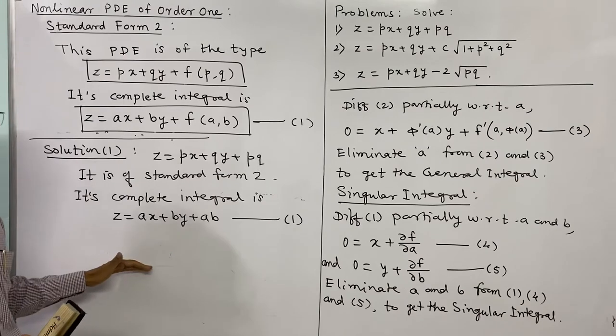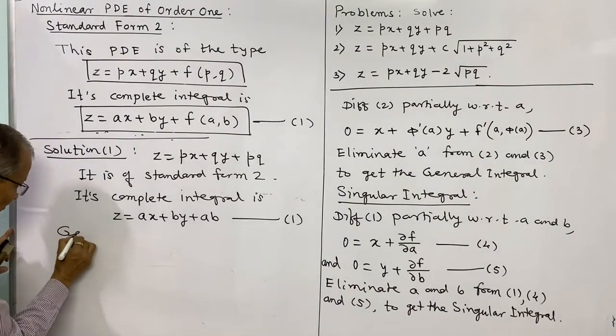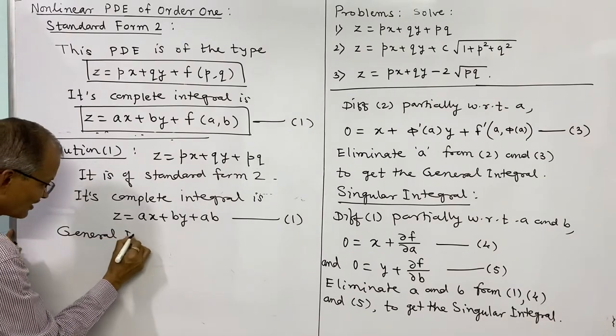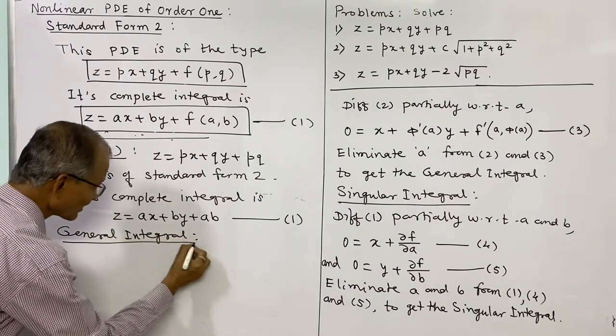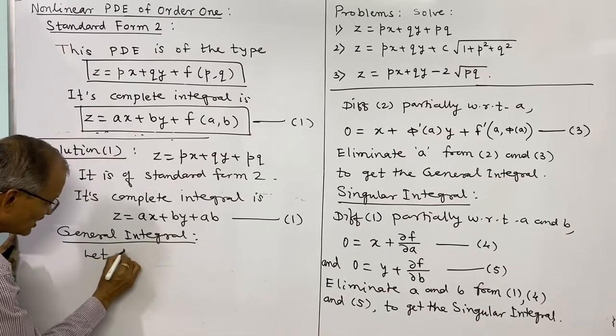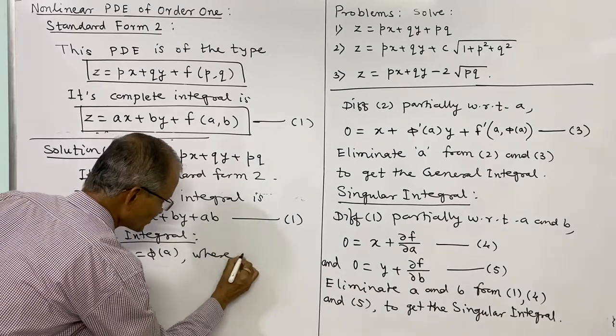Now we obtain the general integral. So the second part is the general integral. We have written the procedure earlier, how to obtain the general integral. For that purpose, we suppose b is equal to phi of a, where phi is an arbitrary function.